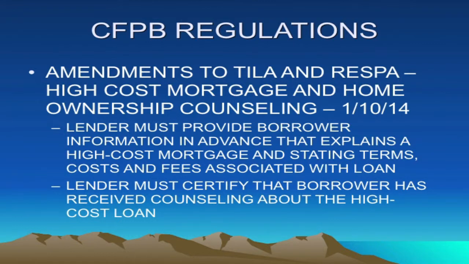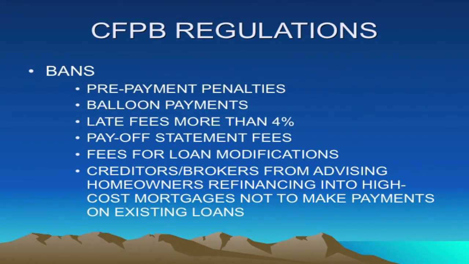The lender must provide the borrower information in advance that explains what a high-cost mortgage is and states the terms and the cost of fees associated with it, and certify that the borrower has received counseling about the high-cost loan. And it bans prepayment penalties, balloon payments, late fees, payoff statement fees, fees for loan mods, and it prohibits creditors or brokers from advising homeowners refinancing into high-cost loans that they should stop making their payments on their old loans. I don't know why we have to tell people these things, but evidently this was something they're doing, so they had to create a law that says you can't do that anymore.